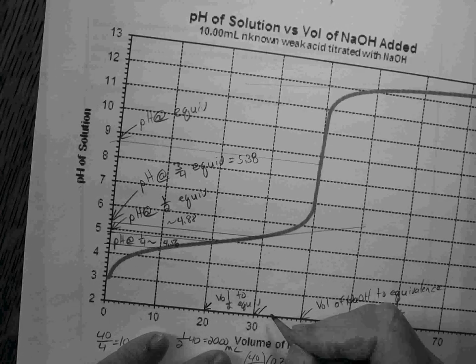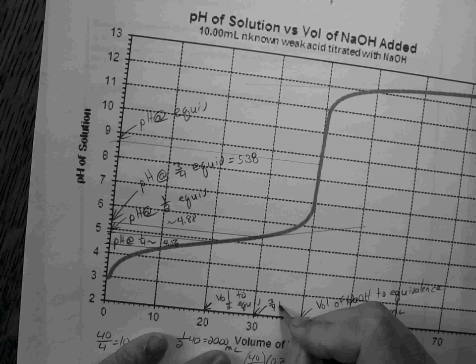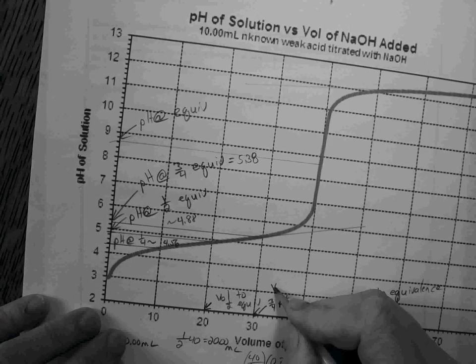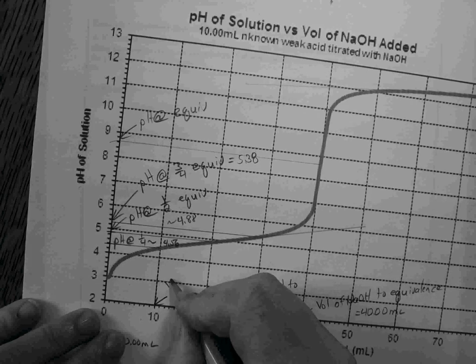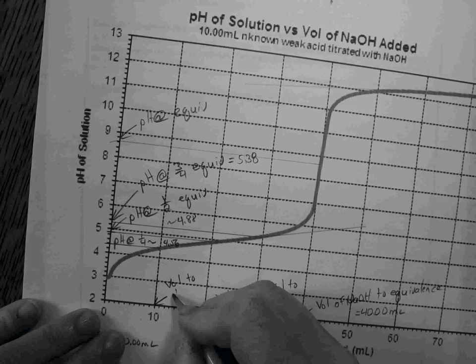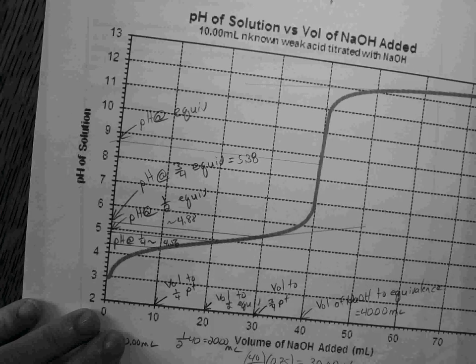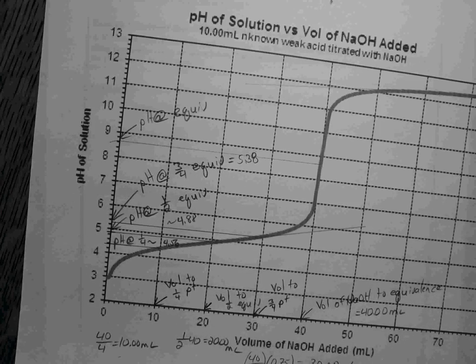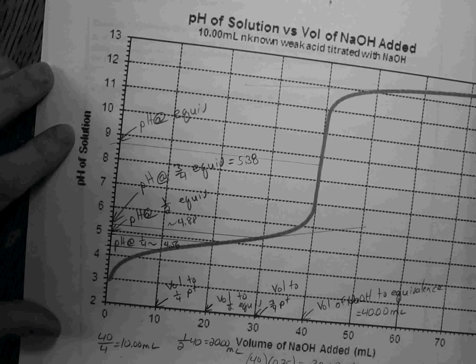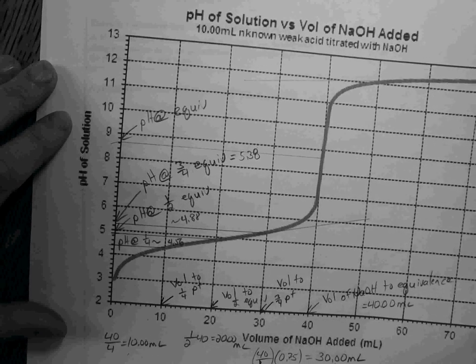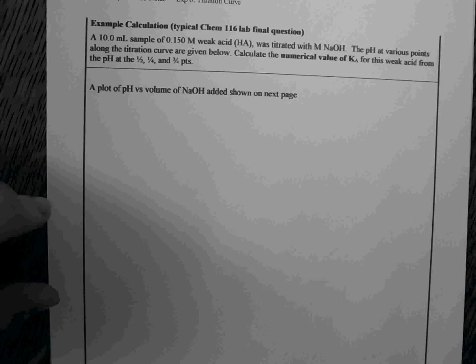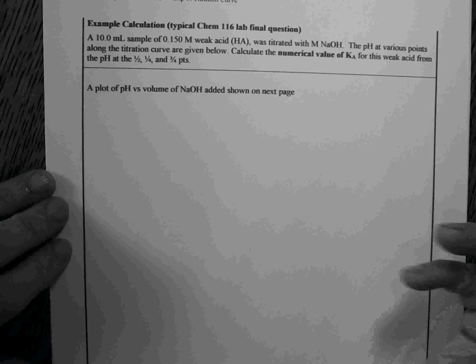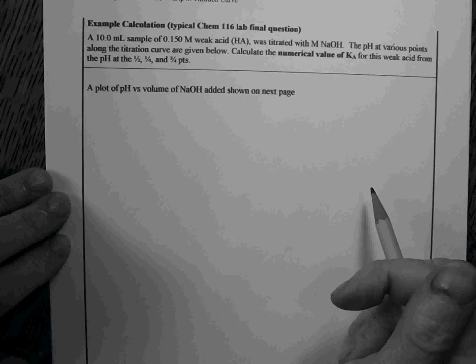This is the volume to the 3/4 point, and this is the volume to the 1/4 point. There is a labeled graph in your lab manual that also shows all of the points that you need to show for full credit on your laboratory. So as far as calculations now, we have the plot shown.